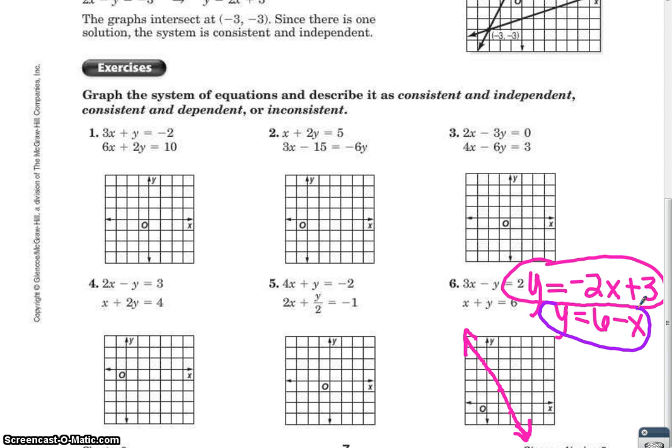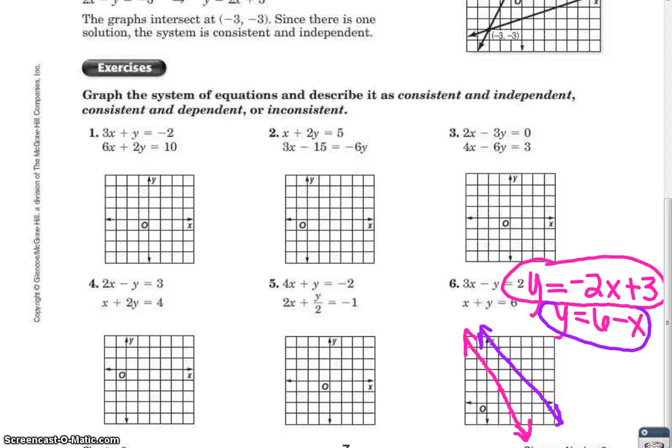Okay, so my y-intercept is positive 6, so I'm going to go up to 6 and put a point. And then my slope is a negative x, so we said it was a negative 1. So here I'm going to go down 1 and to the right 1. Down 1 and to the right 1. So forth and so on.